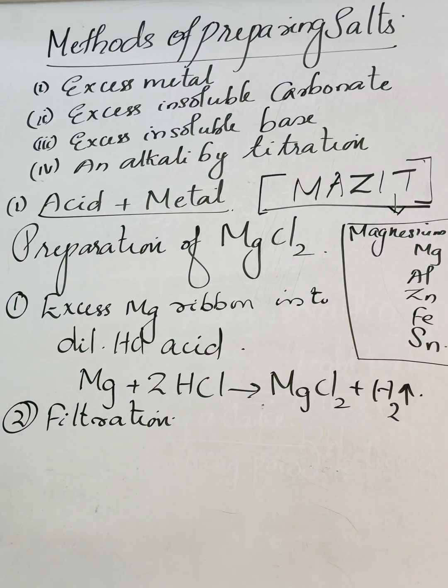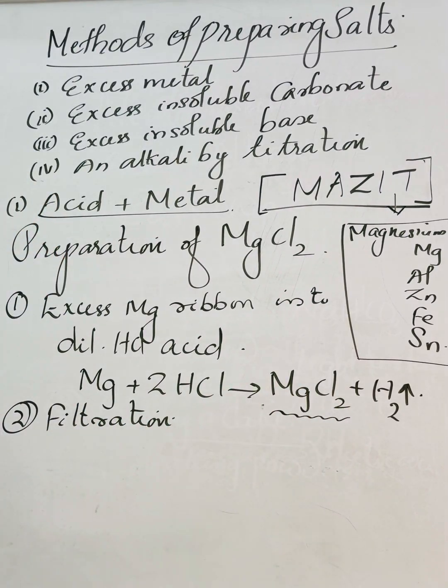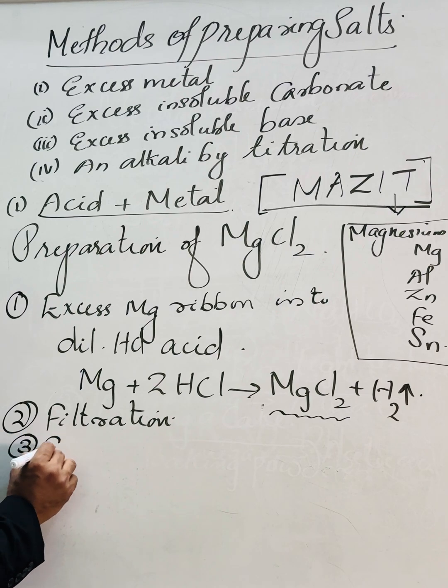In this process, excess magnesium ribbon will be removed. Excess magnesium is removed by filtration. When you are doing filtration, the liquid part that we obtain is called a filtrate. Here what is the filtrate? Magnesium chloride is the filtrate. Now you have magnesium chloride. This magnesium chloride solution is evaporated. So the third stage is evaporation.